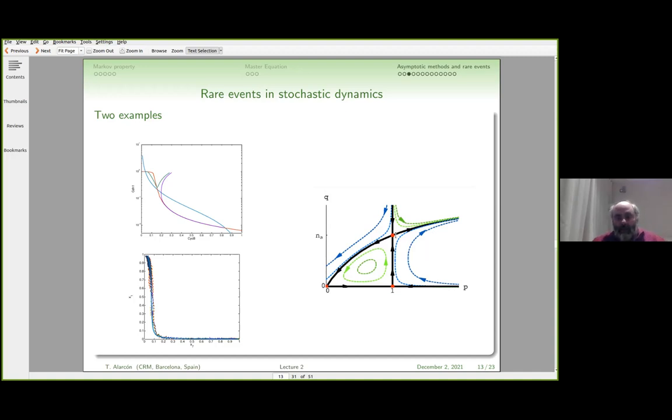Okay, so this means that these black lines are where the Hamiltonian is equal to zero. So you have here Hamiltonian equal to zero, and here you have Hamiltonian equal to zero, and this heteroclinic trajectory that connects both gives us the most probable trajectory to connect these two points. Okay, so this is essentially the route to extinction.